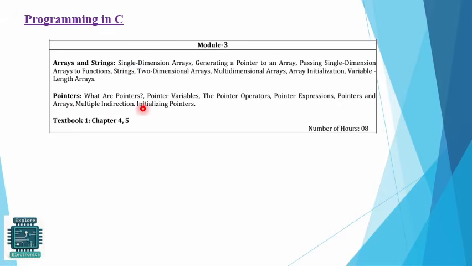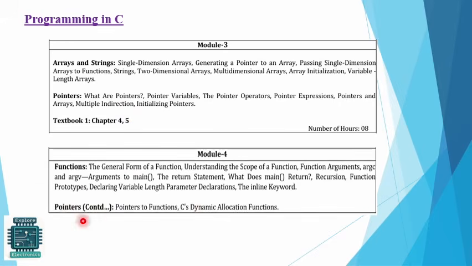And pointers. Here you will learn only the fundamentals, like ABCD, basic concepts of pointers here, but the continuation of the pointers concept is kept in module 4 as chapter 2 because you can see the words here like pointers to functions and C's dynamic allocation functions. Before understanding these two concepts, you should have a basic understanding of the function concept. So they have kept it in the second chapter and the first chapter of module 4 is functions.